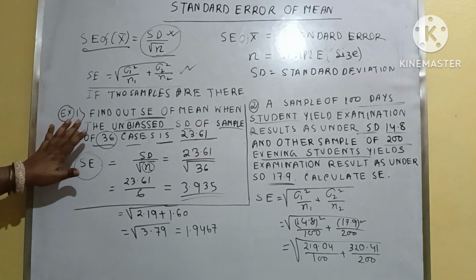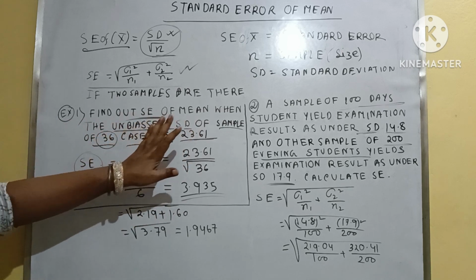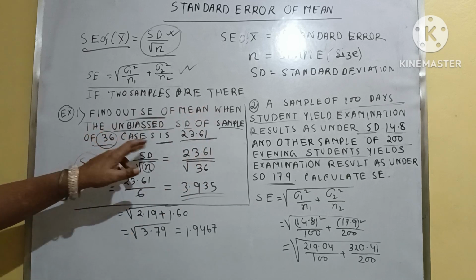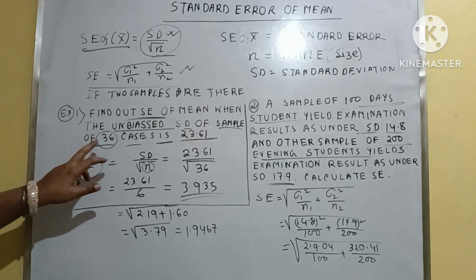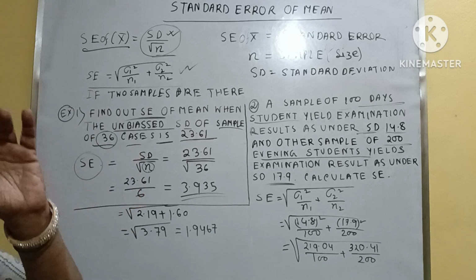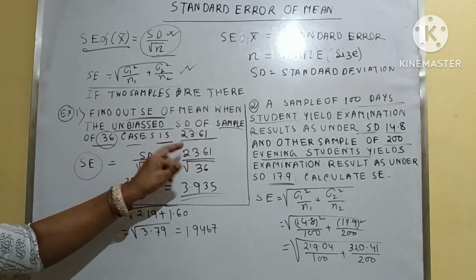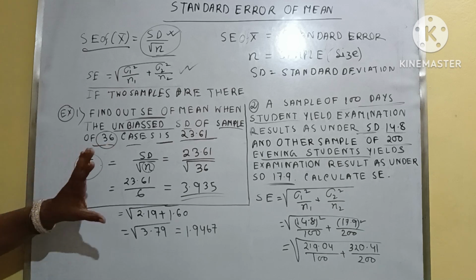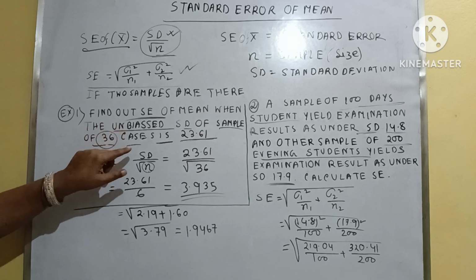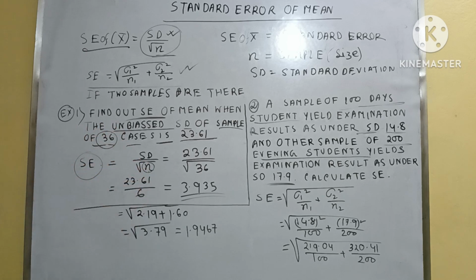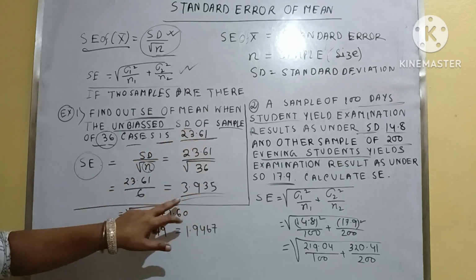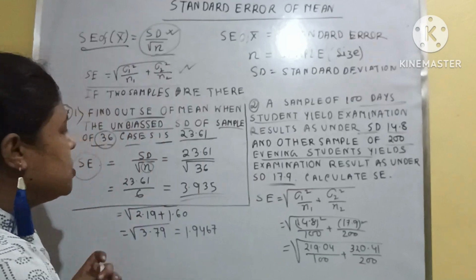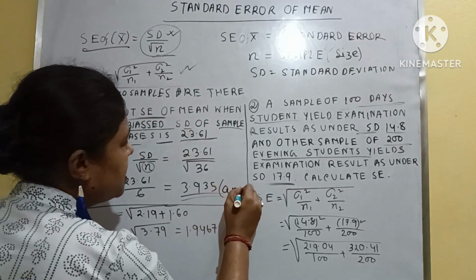So first one: find out the standard error of mean when the unbiased SD of the sample is 36. Here the sample is 1, SD is also 1 and the sample size is 1. So that's why we just put this formula, SD by root over of N. Clear? And putting the values, we will get 3.935 approx. Clear? And here the sample is 1.